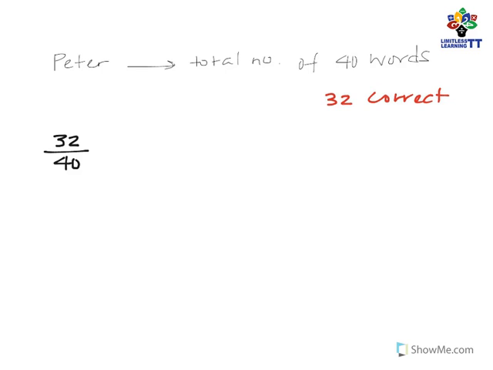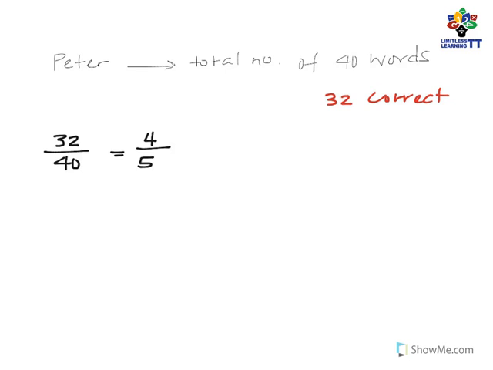So I'm looking for factors that 32 and 40 have in common, and one of them is 8. That works. So 32 divided by 8 is going to give me 4, and then 40 divided by 8 is going to give me 5, so 4/5. So 4/5 is the same thing as 32 over 40. So what I did is I divided both my numerator and my denominator by 8. So that's the first part of my question.